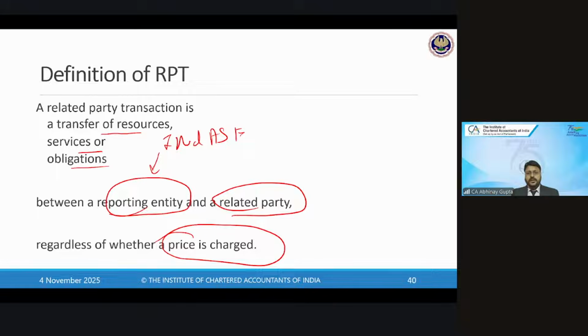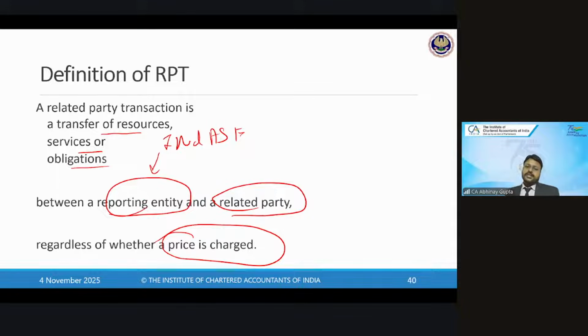Yes, sir. Suppose a holding company is transferring machinery to a subsidiary for a 1 rupee consideration. Whether you will report this transaction in the related party transaction schedule or not? Yes, sir. We need to report. We need to report, correct? So irrespective of what price is charged for the transaction, or even if no price is charged, even then the transaction will be reported.